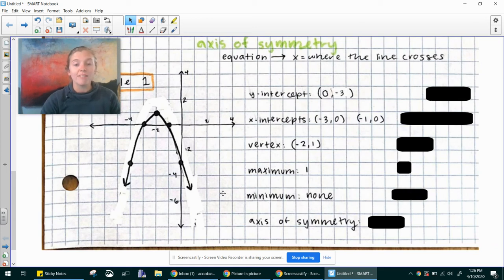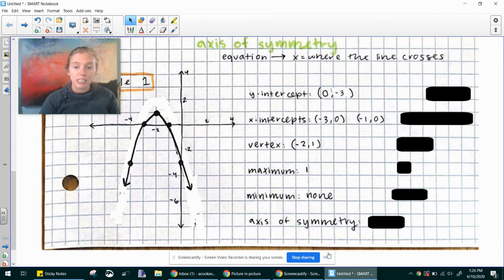Now, if the graph was concave up, so it was shaped up like this, then the minimum would be right at the bottom and there would be no maximum. For a quadratic graph, we cannot have a maximum and a minimum. We can only have one or the other, depending on whether our graph is flipped up or flipped down.